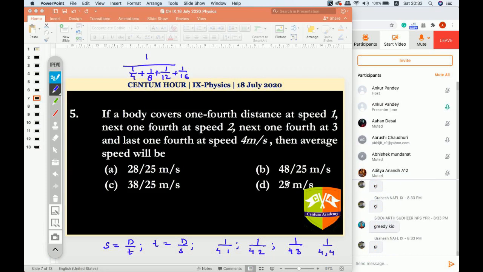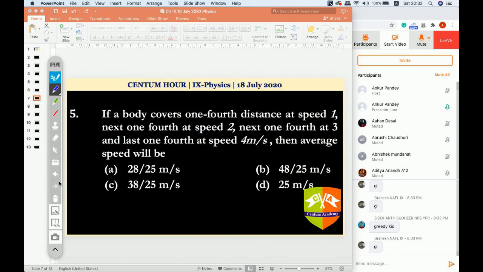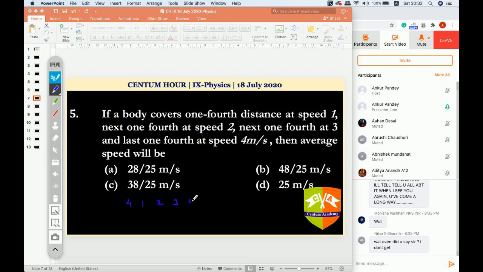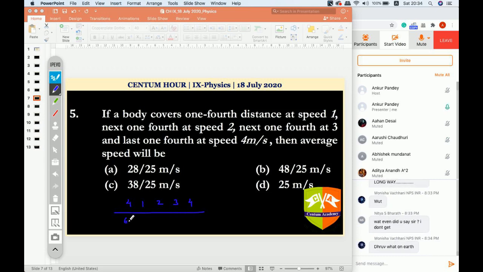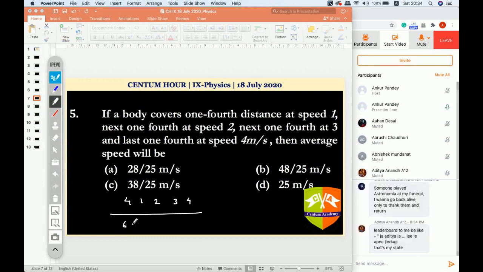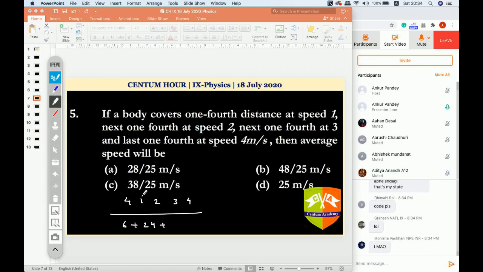Can you please explain once again? Sir, can you please change the color? 4 V1 V2 V3 V4 divided by V1 V2 V3 plus V2 V3 V4 plus V3 V4 V1. Clear?